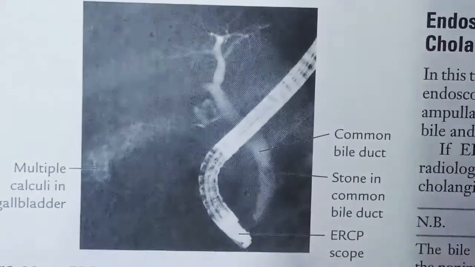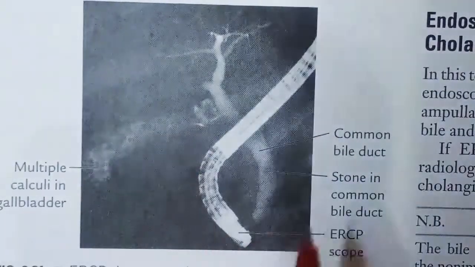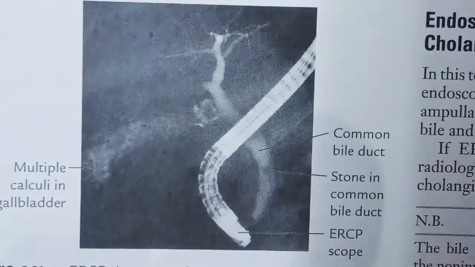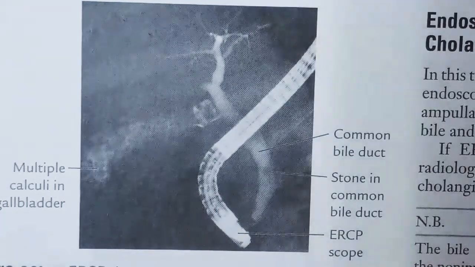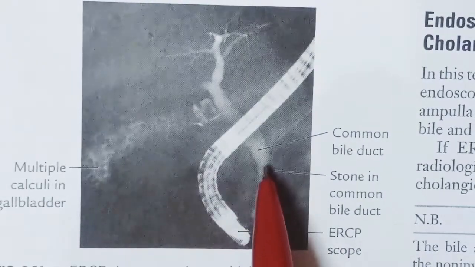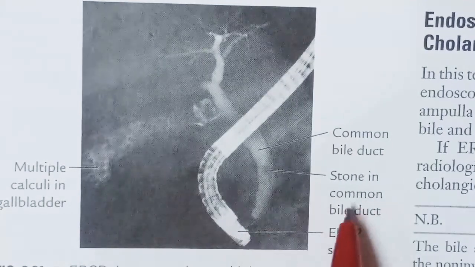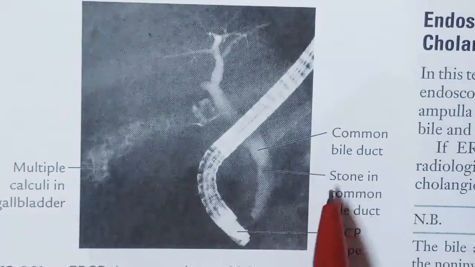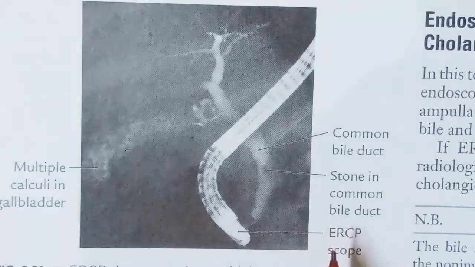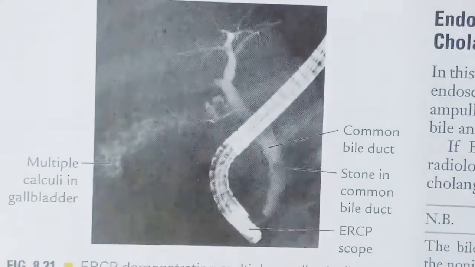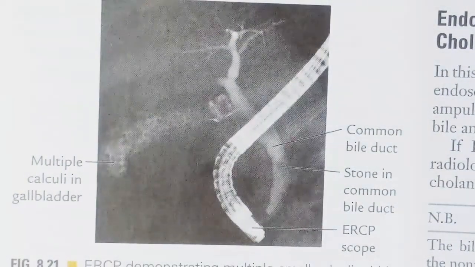As you can see in the diagram, ERCP is done for demonstrating multiple small calculi within the gallbladder and common bile duct. Here you can see the common bile duct in which the stone is seen. So by this we can diagnose a disorder related to gallbladder. So this completes our topic on gallbladder.